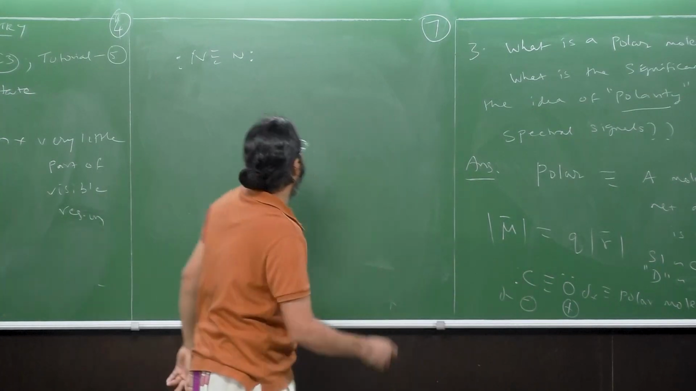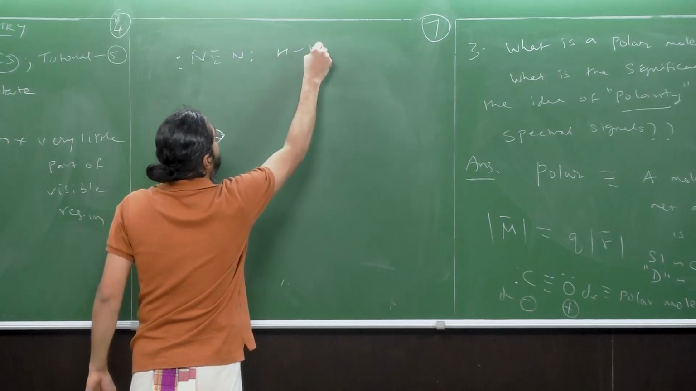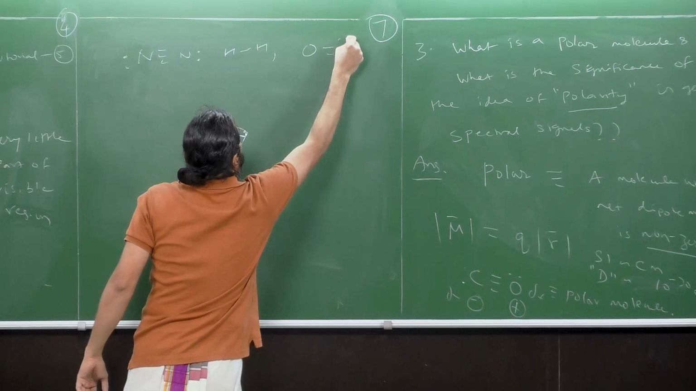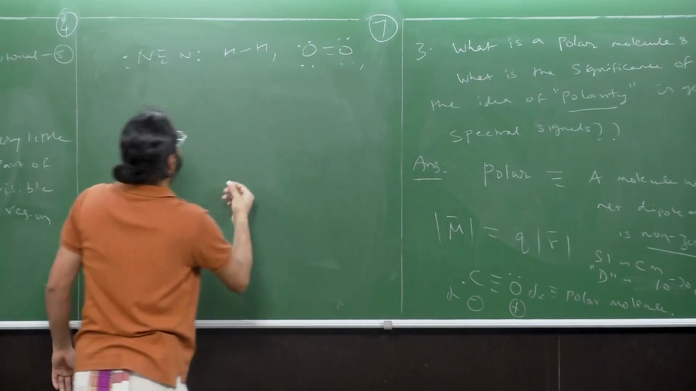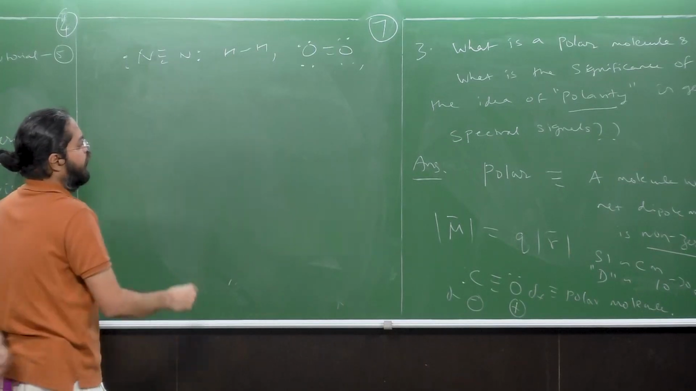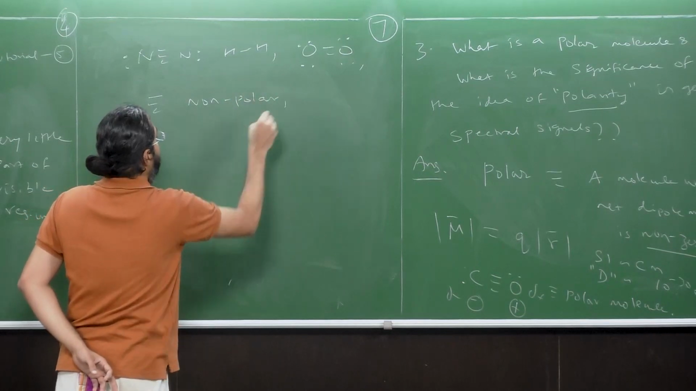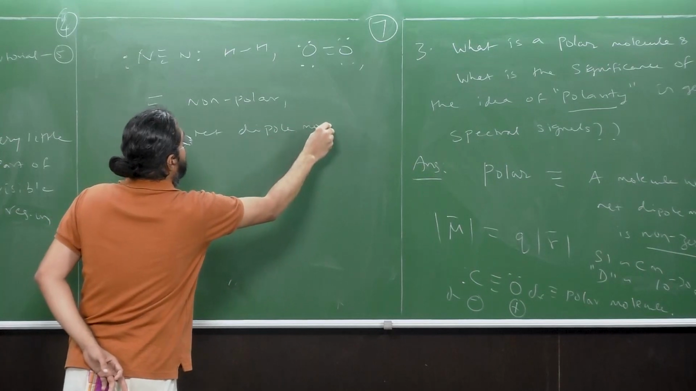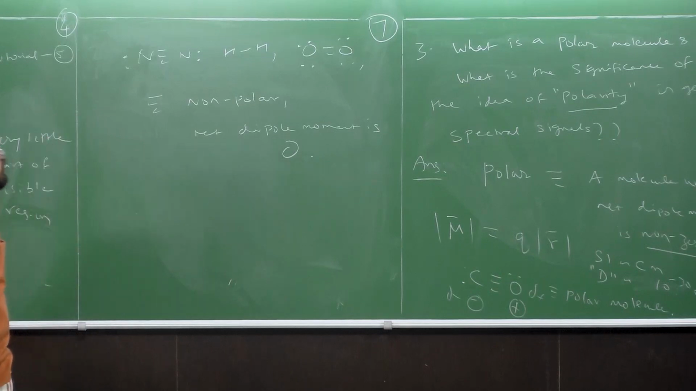So in all of these homonuclear diatomic molecules, for example H2, and O double bond O, etc., they are all non-polar, and the net dipole moment is 0. So these are examples of non-polar molecules because the net dipole moment is 0.